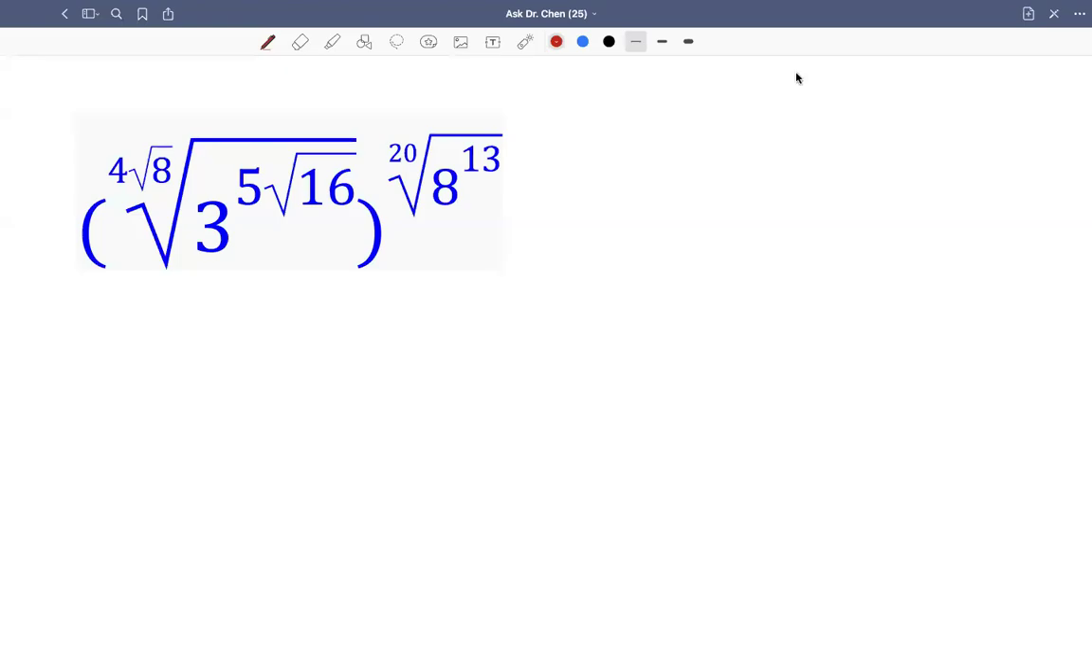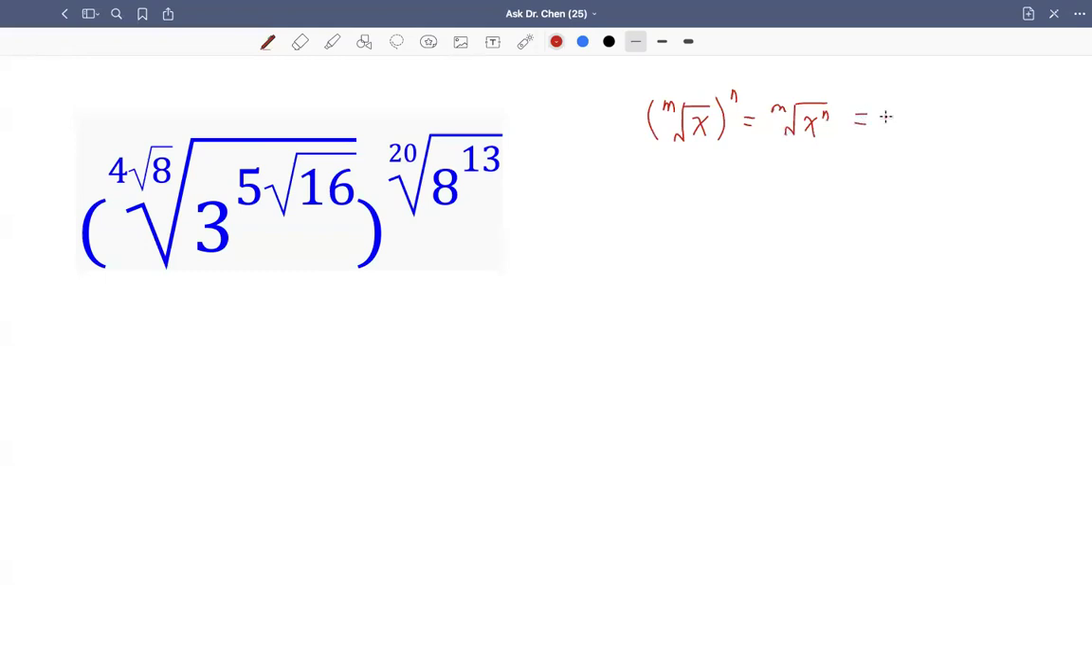Let's see this question. This question looks scary. So what we're going to do is write the expression in rational exponents. So remember rational exponents like this. If the index is m, so this is the m-th root of x, then raised by n. It could be the whole thing raised by n, or the m-th root of x raised by n. So those two are the same.